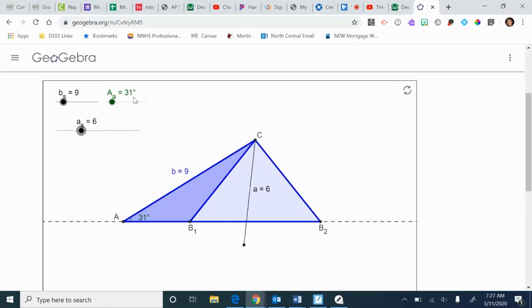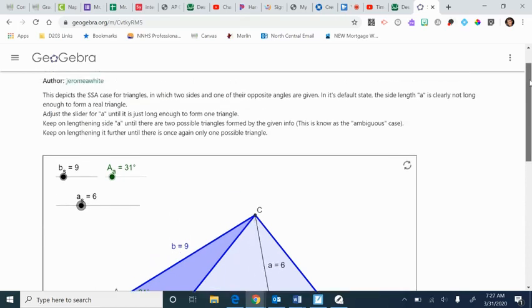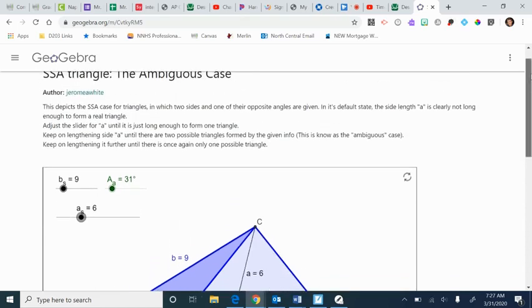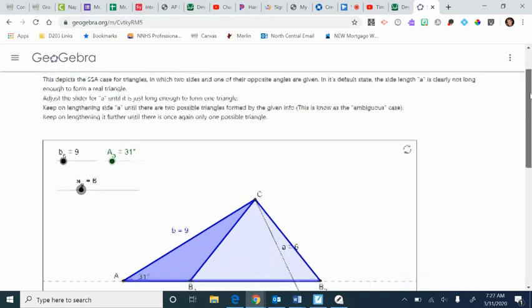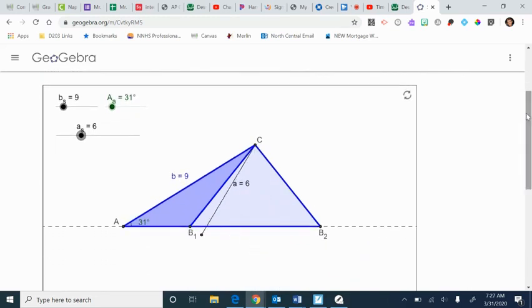So I like that visualization. And again, I'll share this exact link on GeoGebra. That was great. Jerome A. White, thank you for creating that ambiguous case activity.